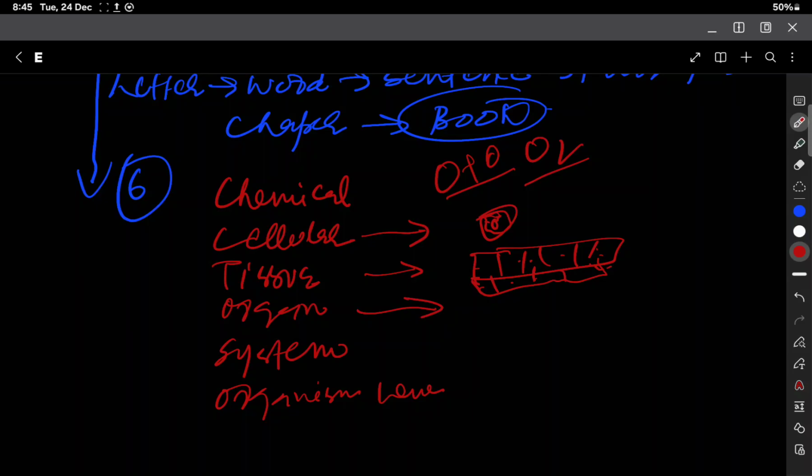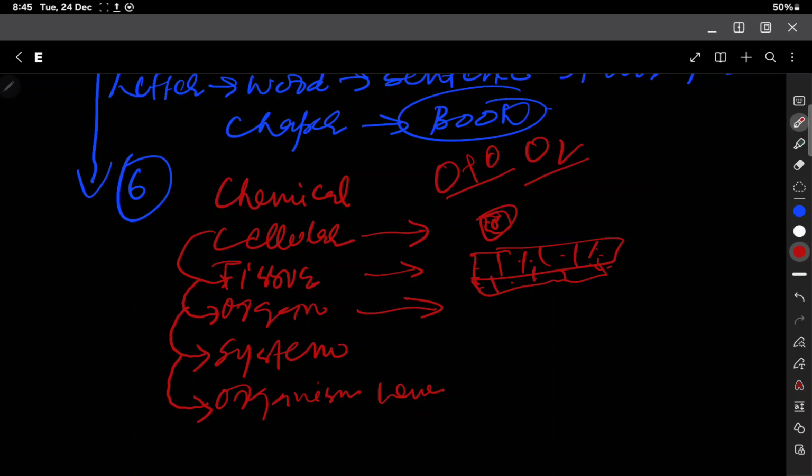So it starts with the chemical level, which is the basic level. Then there is the cellular level. Cells combine together to form tissue. Tissues combine together to form an organ. Organs combine together to form a system. And different systems combine together to form the whole organism.